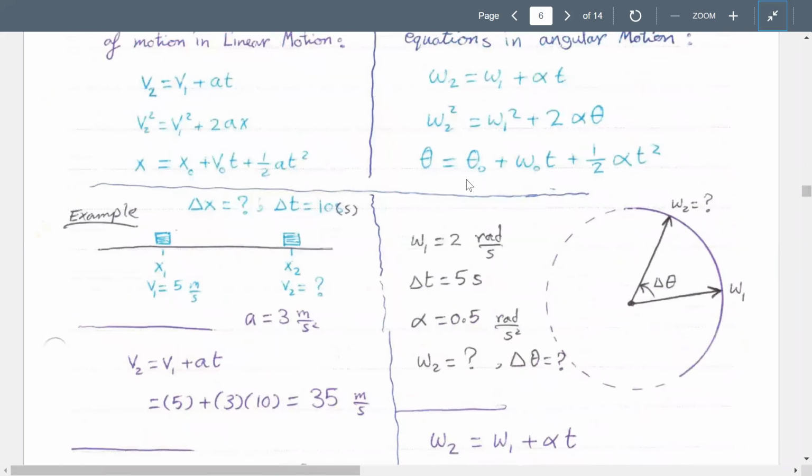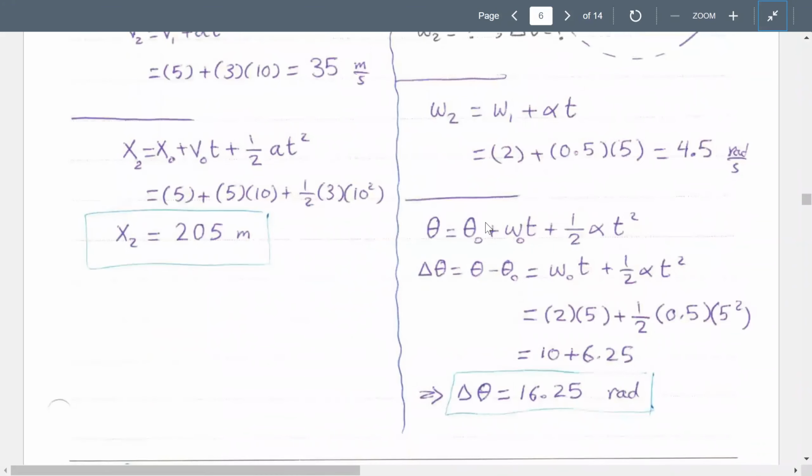We need to use the third equation, just with theta. Now here we find delta theta. I move theta 0 to this side, so it will be theta minus theta 0. It will be equal to omega 0 multiplied by t, which is this term, plus half alpha t squared.